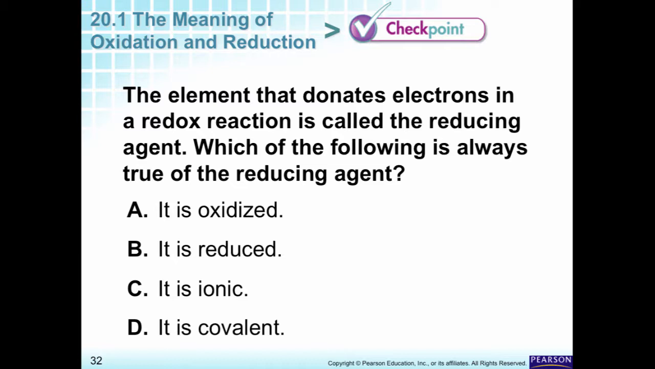A reducing agent is always oxidized. An oxidizing agent is always reduced. If you see agent, whatever it says in front of it, the opposite thing is happening to it, because it's reducing something else. That means it's providing electrons to something else, so it's losing its electrons. So it was A.